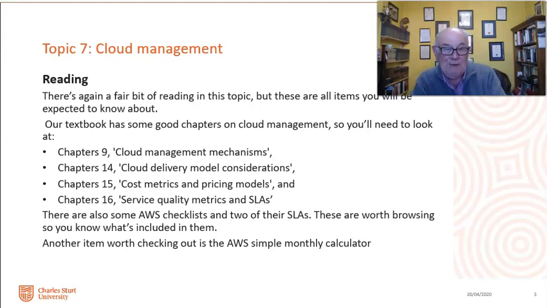Again, there's a fair amount of reading in this topic, most of the topics really. These are all items you expect to know about. There are some really good chapters on cloud management in the textbook, and I'd recommend chapter 9 on cloud management mechanisms, chapter 14 on cloud delivery model considerations, 15 on cost metrics and pricing models, and 16 on service quality metrics and SLAs. You need to concentrate though on 9 and 14, cloud management mechanisms and cloud delivery model considerations.